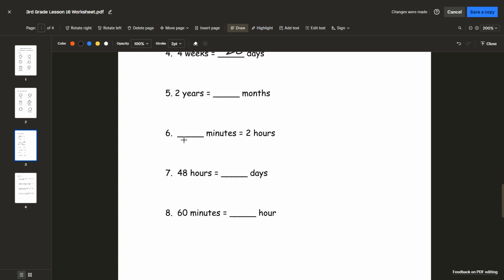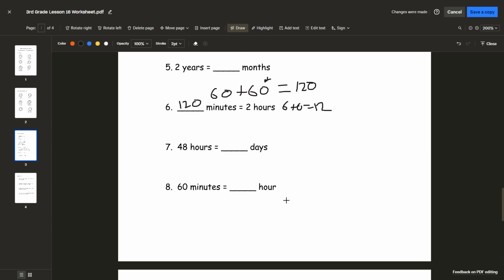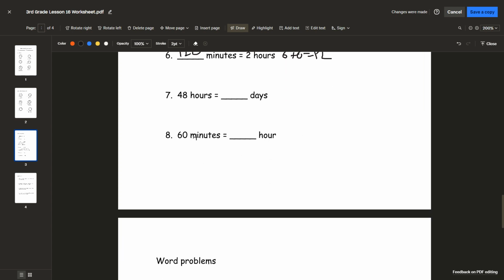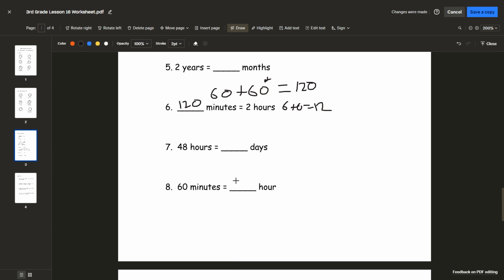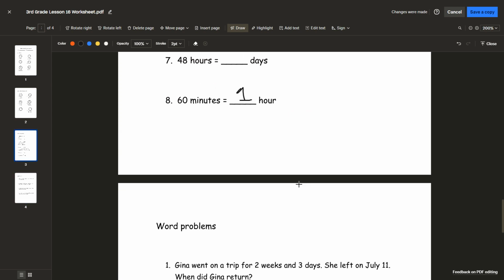Let's do number 6. So there's blank minutes in 2 hours. There are 60 minutes in 1 hour, right? So if there's 60 minutes in 1 hour and we need 2, we just add another 60. Okay, we do 60 plus 60, so we can first do 6 plus 6 equals 12, and then add a 0 at the end. So 12 and then add a 0 because of this one. So we get 120. And then we can do number 8 here. So there's 60 minutes equals blank hours. We know that there's 60 minutes in 1 hour, so we can write that down.